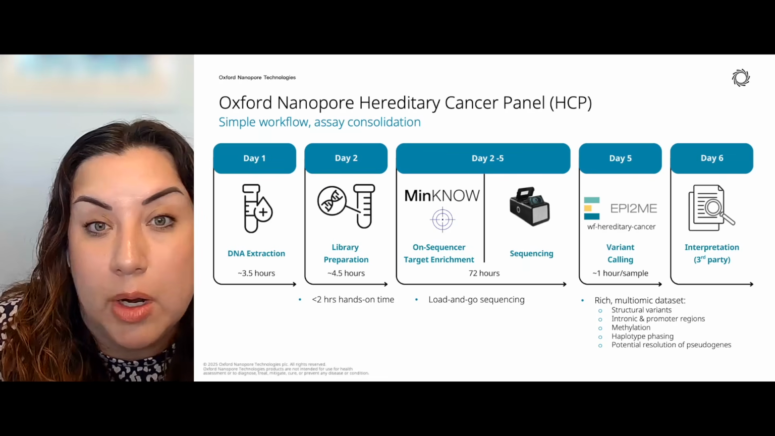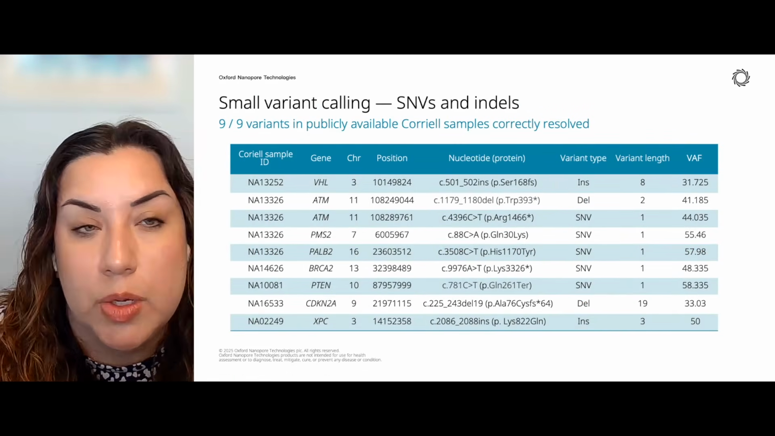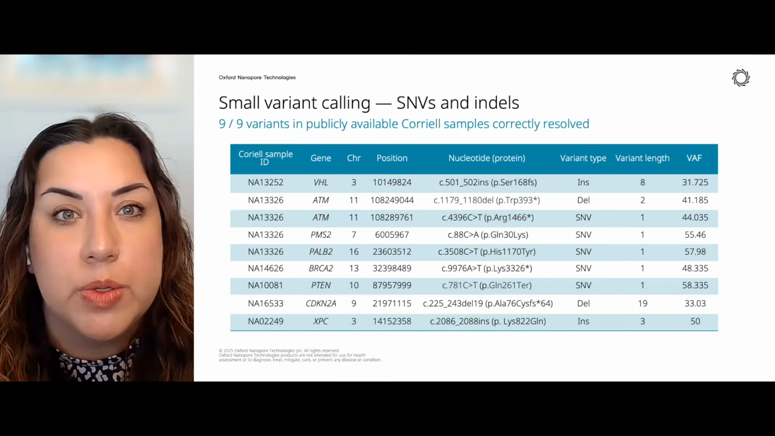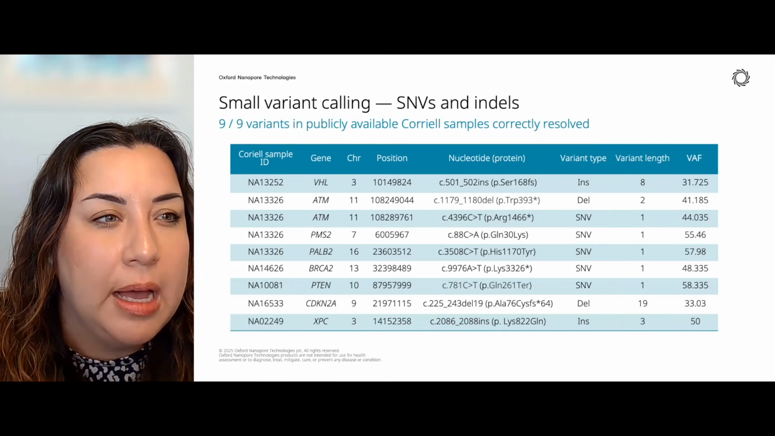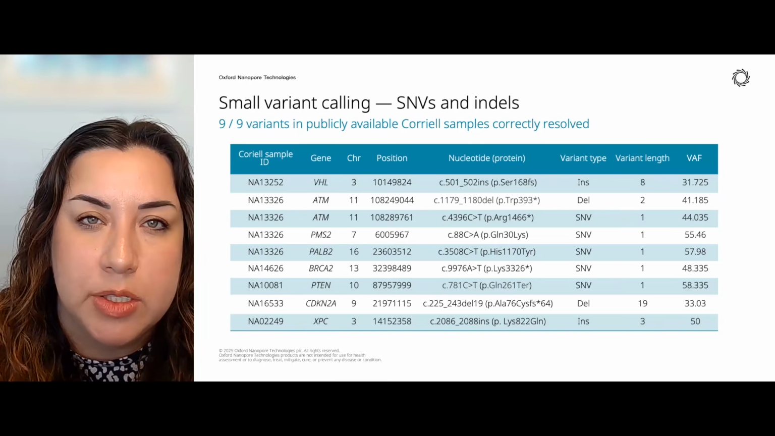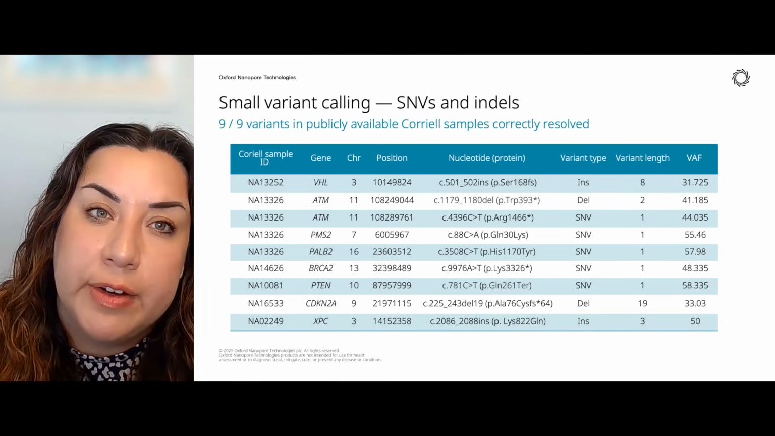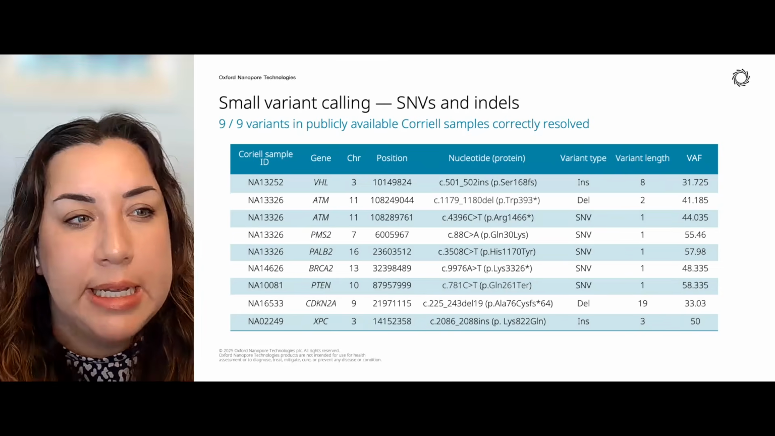And so this is our newest product that was launched on September 3rd. And we've been able to show some really exciting data about the usability of this panel. We were first wanting to test how well the hereditary cancer panel with adaptive sampling performs in calling small variants like single nucleotide variants and indels.